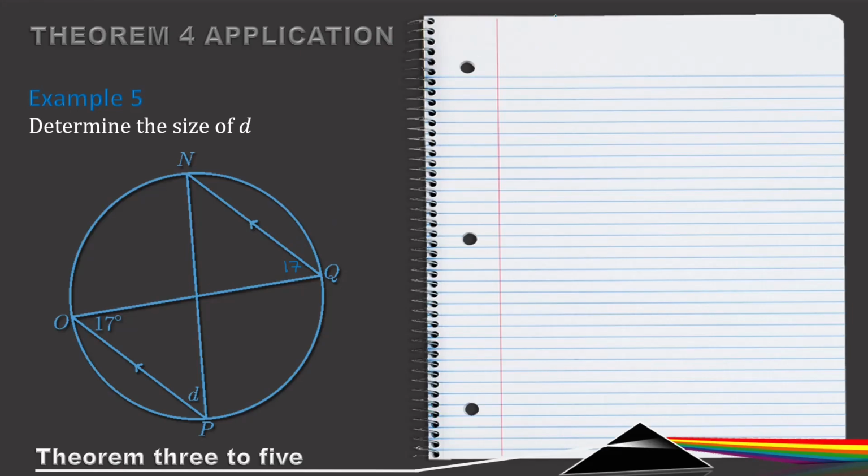So I'm going to start off and say that NQO is equal to 17 degrees, and my reason is alternate angles, whereas NQ is parallel to OP. And then I'm going to say that D is equal to 17, and this is because the angles are in the same segment, so angles in same segment, and that's our answer.